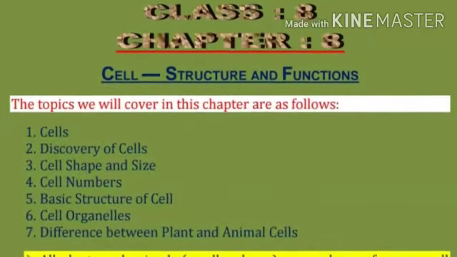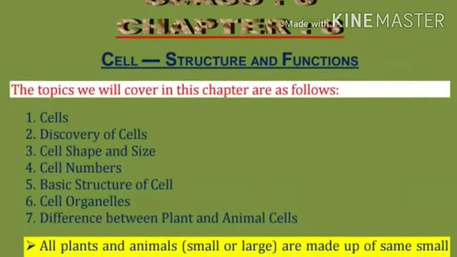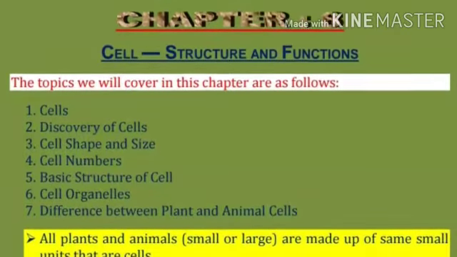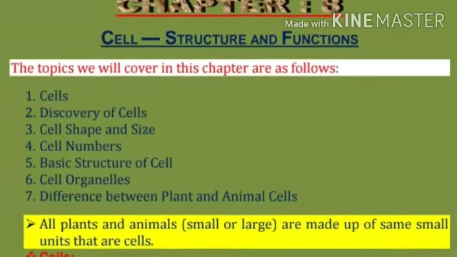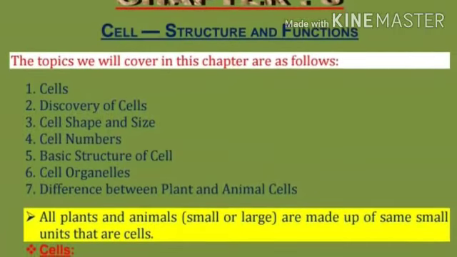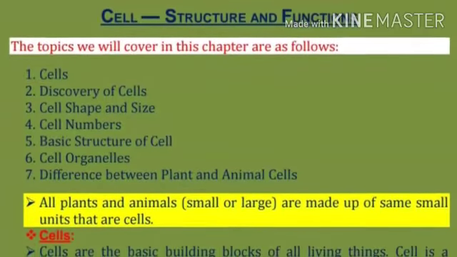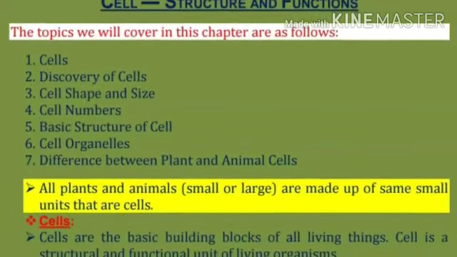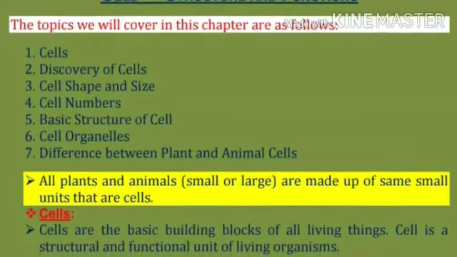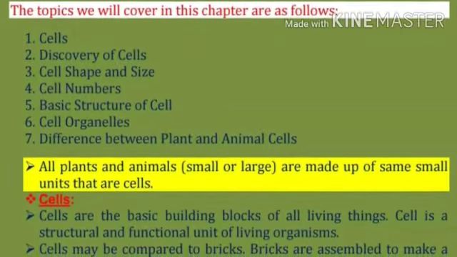Hello students, today we are going to learn and read about Class 8 Science Chapter 8. The topic name is Cell Structure and Functions. The topics we will cover in this chapter are as follows: cells, discovery of cells, cell shape and size, cell numbers, basic structure of cell, cell organelles, difference between plant and animal cells, etc.